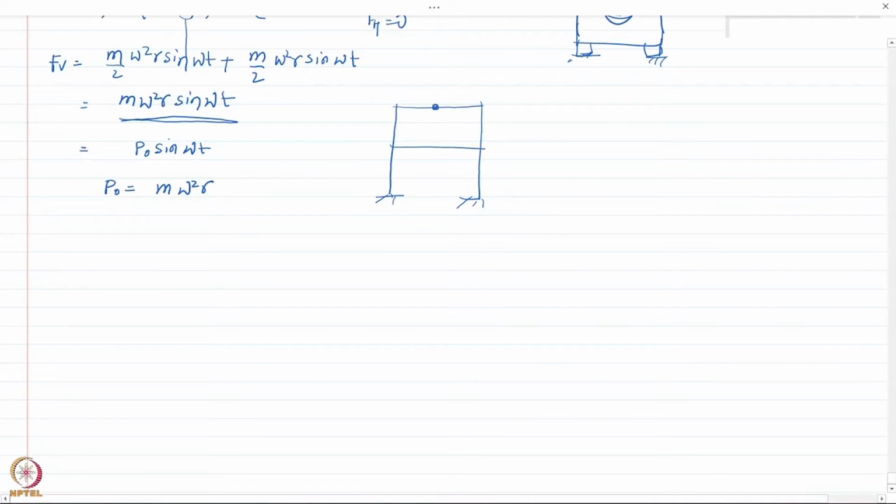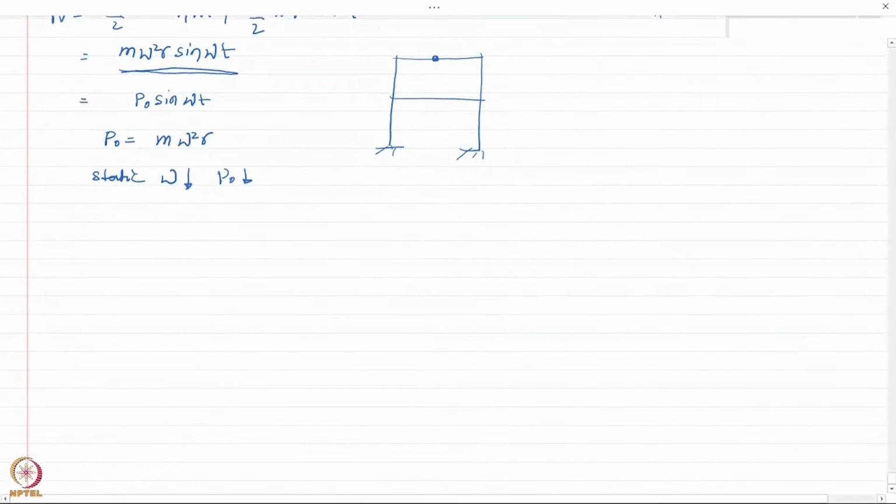Or we can say we cannot apply a load statically, because to apply a load statically, I have to have the frequency omega very, very small, and that would lead to P naught being very, very small. So the response of the structure would be very small, or it cannot be realistically measured. That's why it is difficult to apply static load using this method of vibration generator.